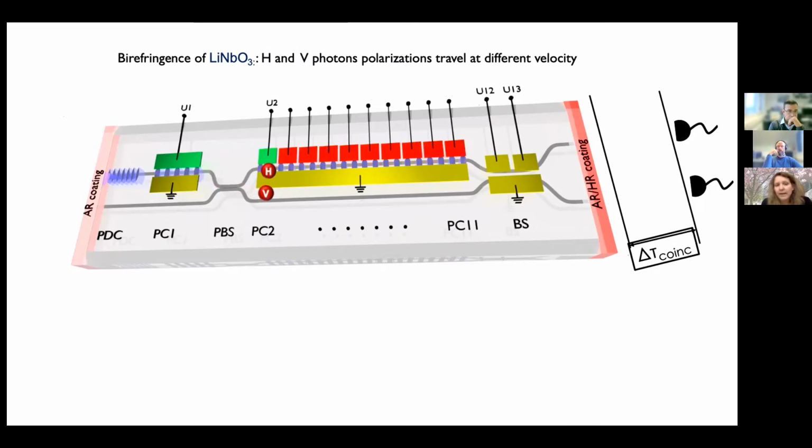Then in the next step, we have here what's called a PBS. It's a splitter of the 2 polarizations. We split it into 2 different spatial channels. And the next element we see here is another polarization converter. And these 2 photons are split because they have different polarizations. And the point is that lithium niobate is birefringent. So H and V photons travel at different velocities.